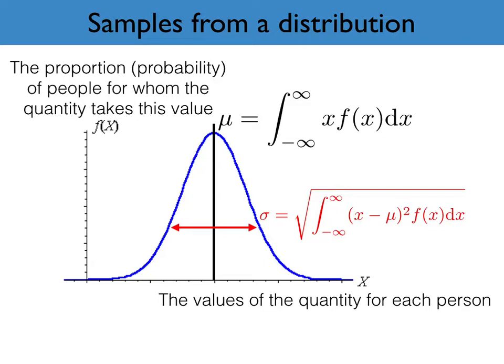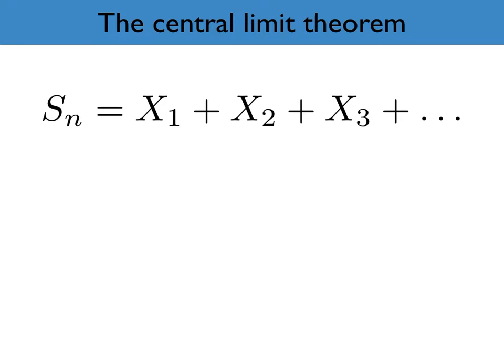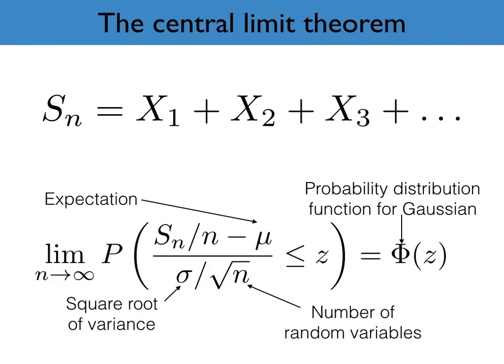Best of all, however, is a result known as the central limit theorem. This theorem tells us that if we take a set of independent samples from our distribution, asking a random subset of the crowd about their yearly income, for instance, and if we add all these samples together, we get a random number. However, as long as our distribution for the incomes has a finite mean and variance, the probability distribution function for this random number, Sn over n, will be Gaussian.